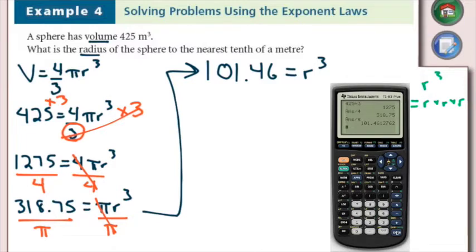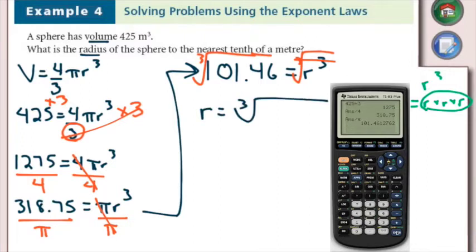So to make that into a single r, we could group that off as a group of 3, but in order to do that, we'd have to have the cube root. So if we insert a cube root on each side, that will in fact cancel off that exponent. What we'll be left with is r equals the cube root of 101.46.